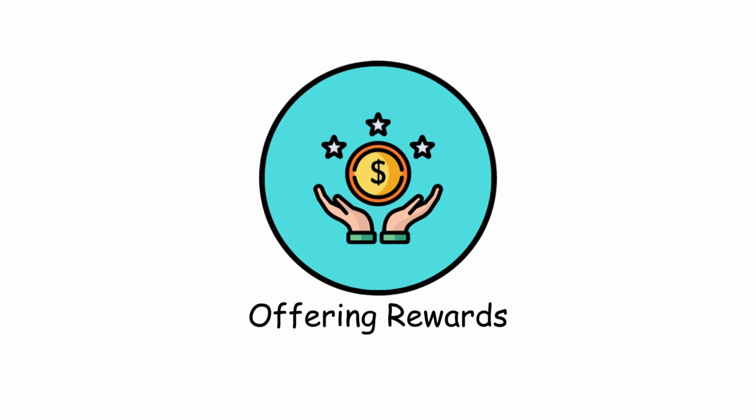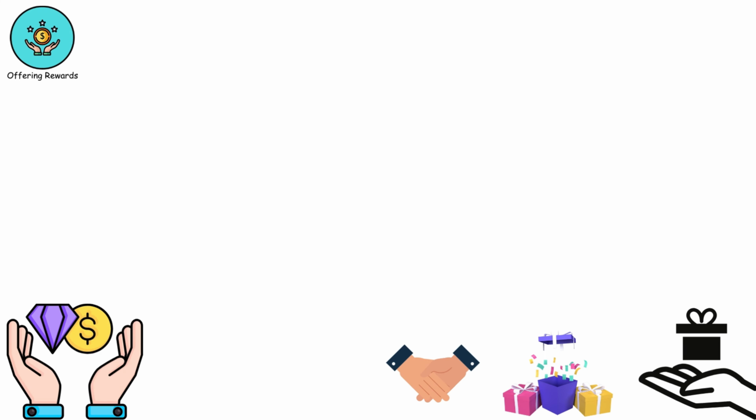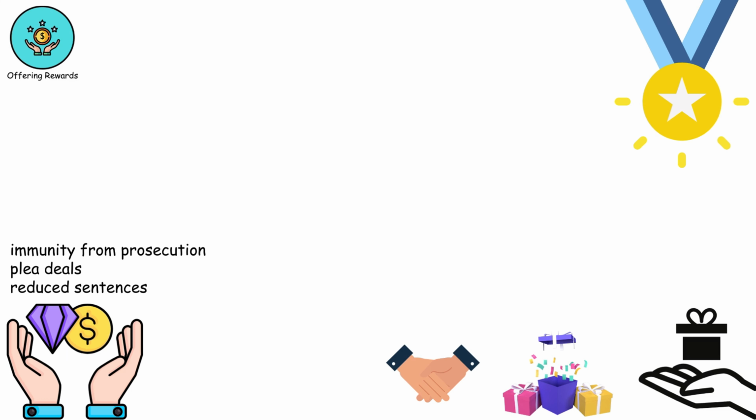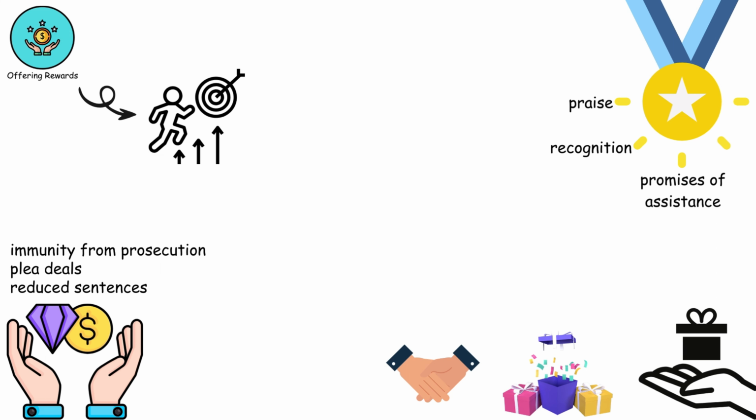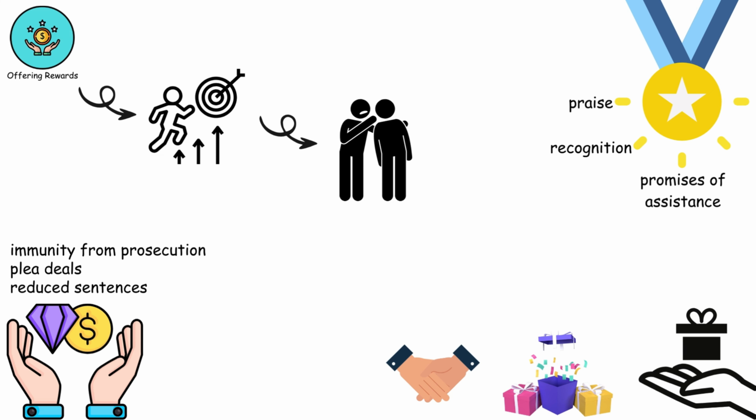Offering rewards. Interrogators may offer incentives or rewards to encourage the subject to cooperate or provide information. These rewards can range from tangible benefits, such as reduced sentences, plea deals, or immunity from prosecution, to intangible rewards, such as praise, recognition, or promises of assistance. Offering rewards aims to motivate the subject to act in their own self-interest by disclosing information that may be beneficial to them.